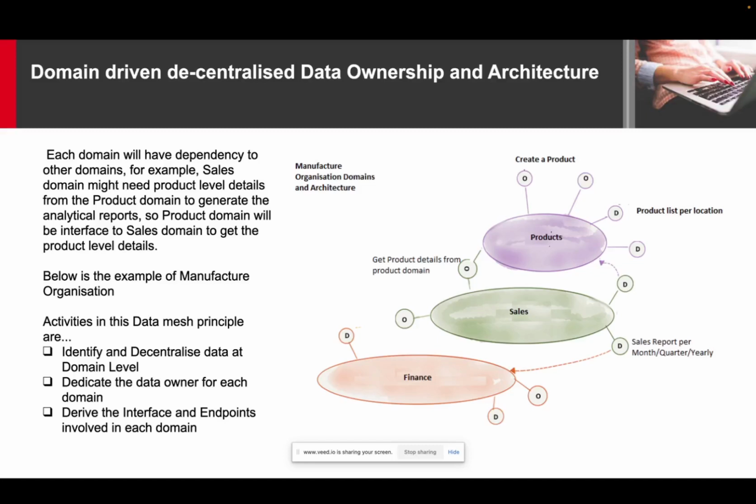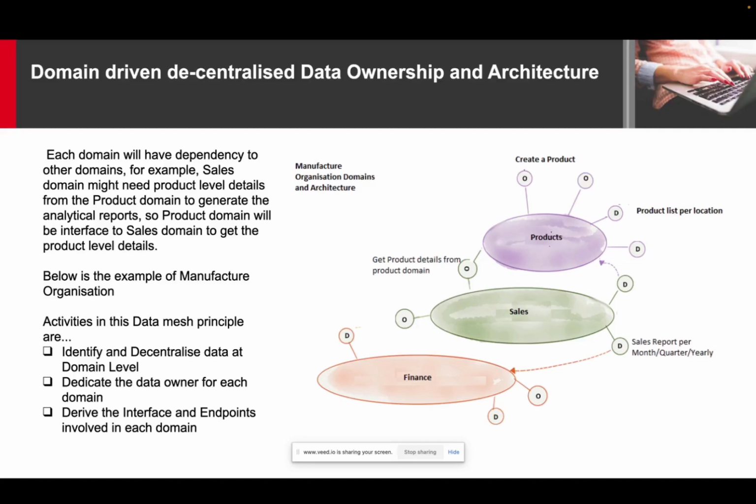In some cases, if you take the sales domain, they will be generating a report called sales report per month. In the sales report, they want details like product name, description, and quantities sold. The product name and description will not be part of sales data. Normally, only the product ID will be available in the sales data. So what we have designed is a dependency between the domains: there is a dependency between the sales domain and the product domain.